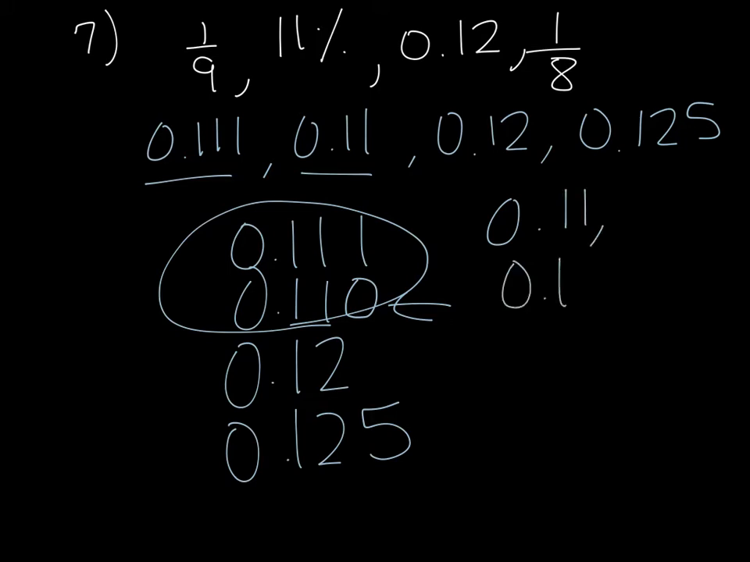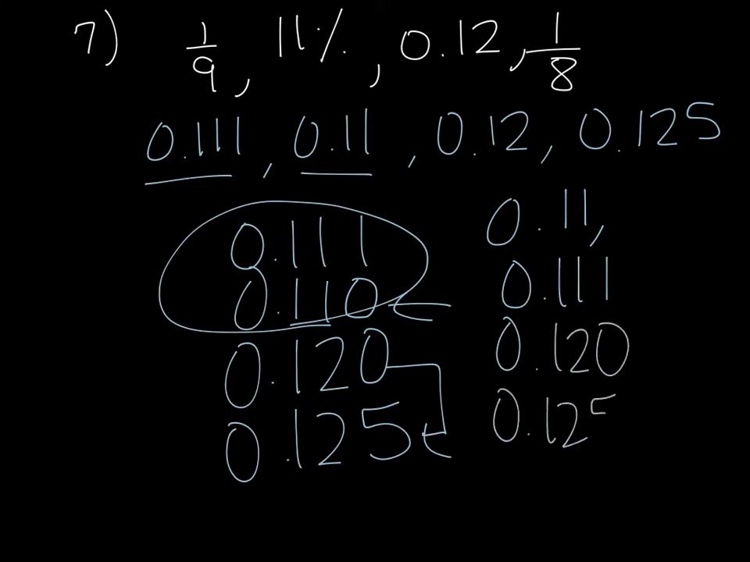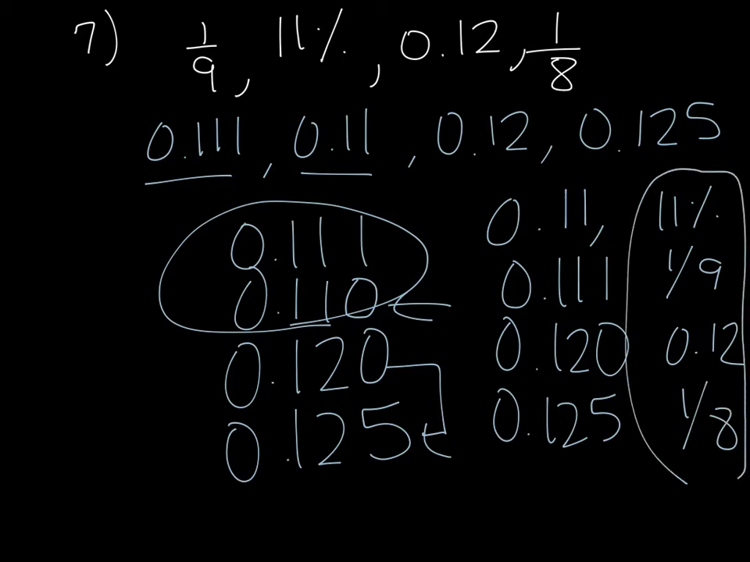Then I have this one being the next smallest. Then I compare these two, put a 0 there. Which one's bigger, 120 or 125? 125 is bigger, so this one's the third, and this one is the greatest. And then I rewrite it the way it came out as. So the first one was actually 11%. The second one was 1/9. The third one was 0.12, and the last one was 1/8, and that's how I order it from least to greatest.